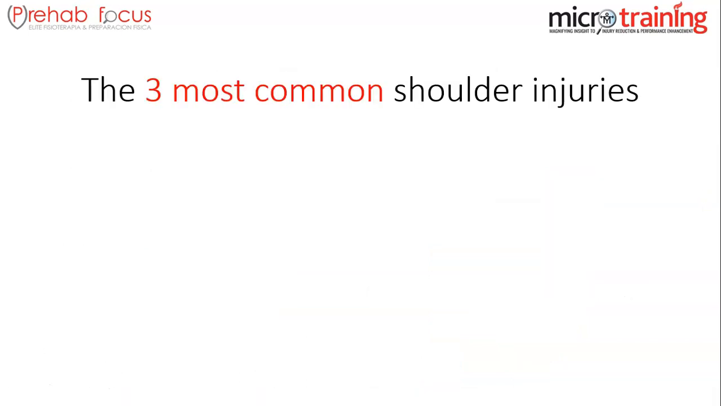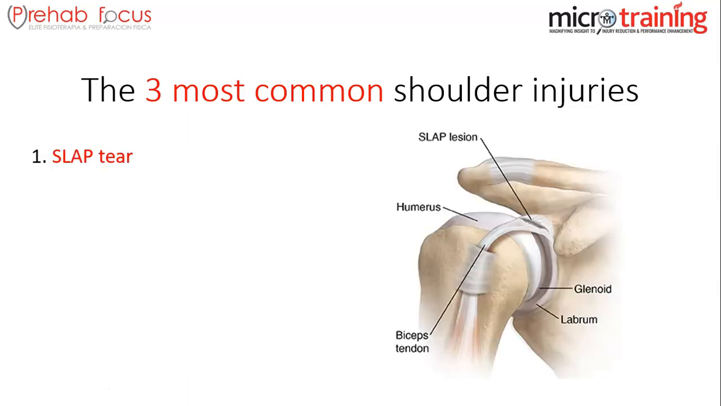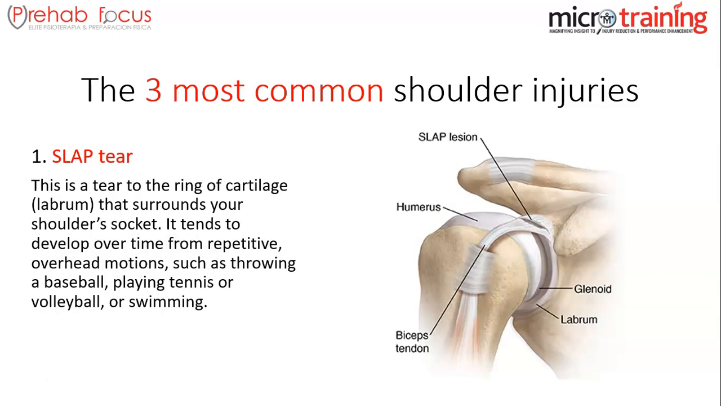The three most common shoulder injuries. Number one, SLAP tear. This is a tear to the ring of cartilage, the labrum, that surrounds your shoulder socket. It tends to develop over time from repetitive overhead motions, such as throwing a baseball, playing tennis or volleyball, or swimming. Estimated return to sport time frame is 6 to 12 months.